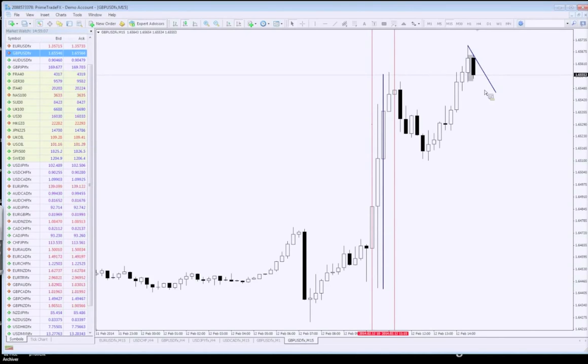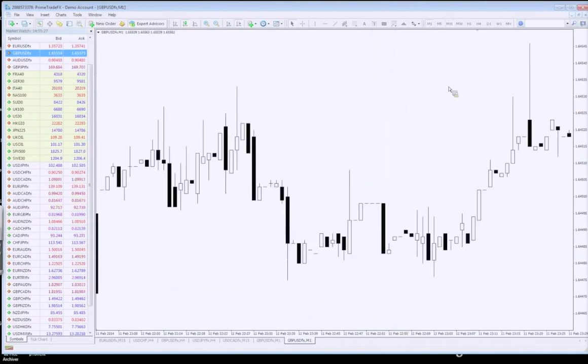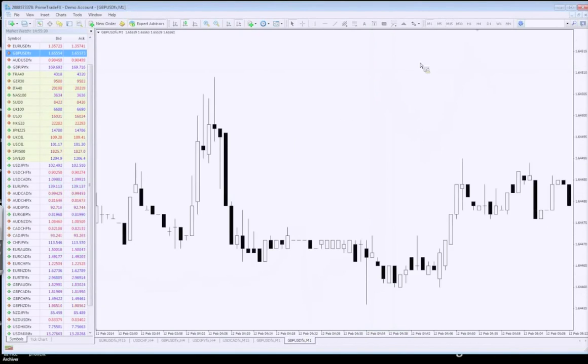And now we're starting to get a fairly decent pullback here. All right, but to go long now, we need to see a break across this trend line to get us back into the long position. All right. Any questions there? Let's go back to the 1 minute.